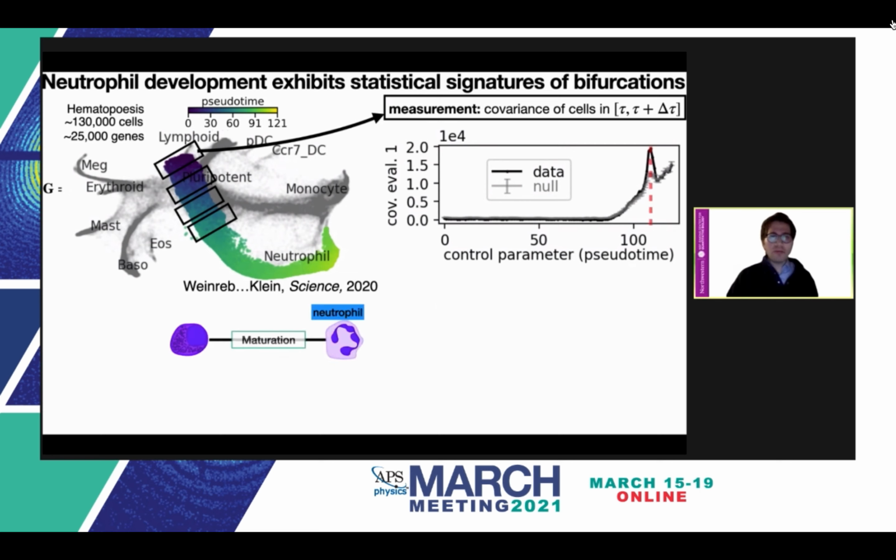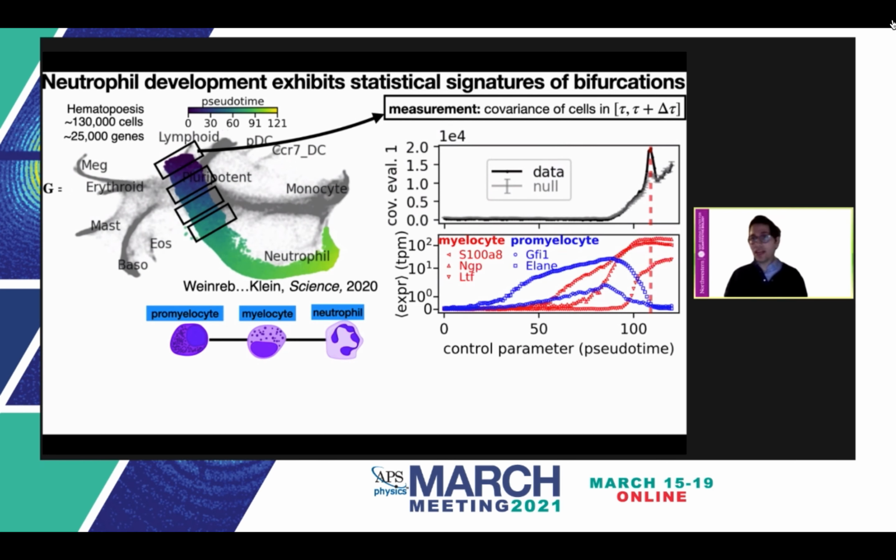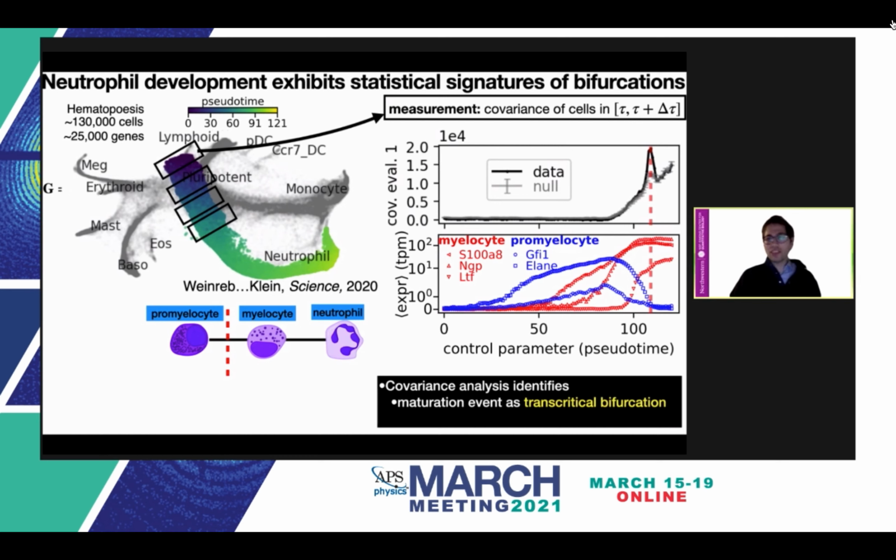And what we found was that it corresponded very well with this biological transition that was more well characterized, where the neutrophil matures. There are various steps of neutrophil maturation, but two of them are that it goes from being what's called a promyelocyte to a myelocyte. And when we looked at the genes that characterize these individual states, we found that the promyelocyte genes go down and the myelocyte genes go up exactly at this bifurcation. So that was really encouraging. It seems that this covariance analysis can identify a transcritical bifurcation.